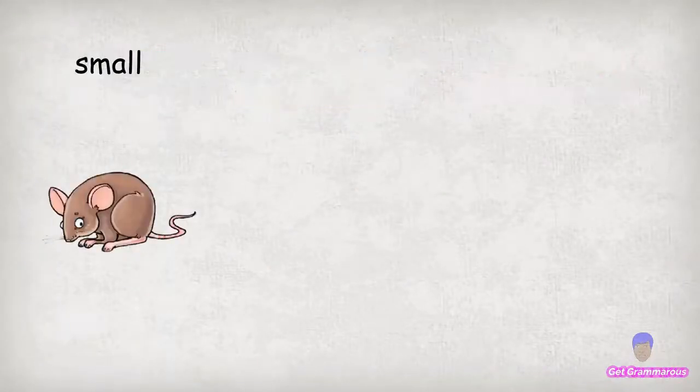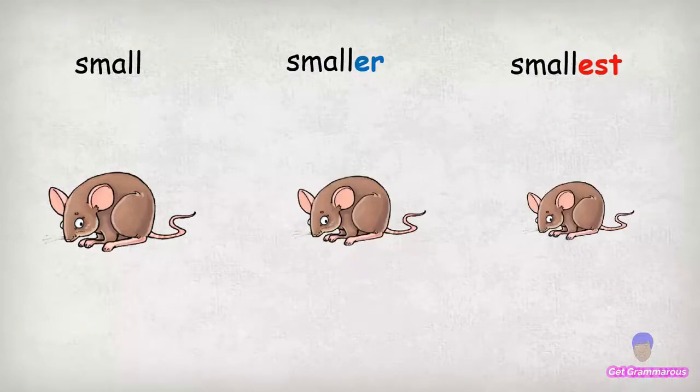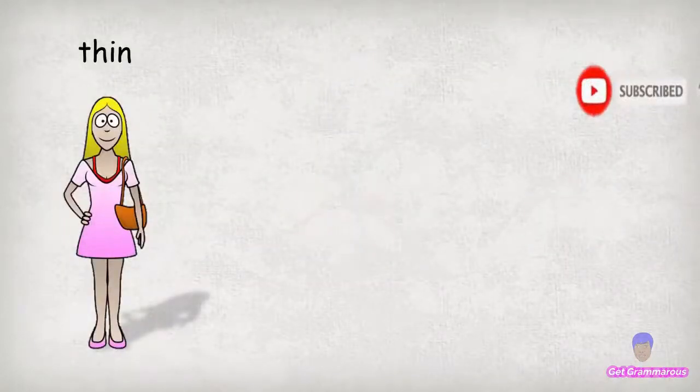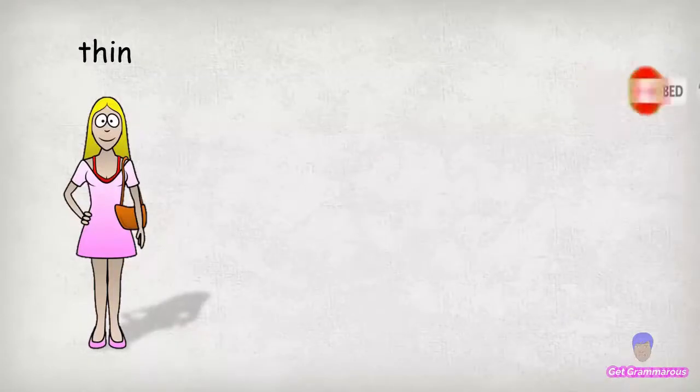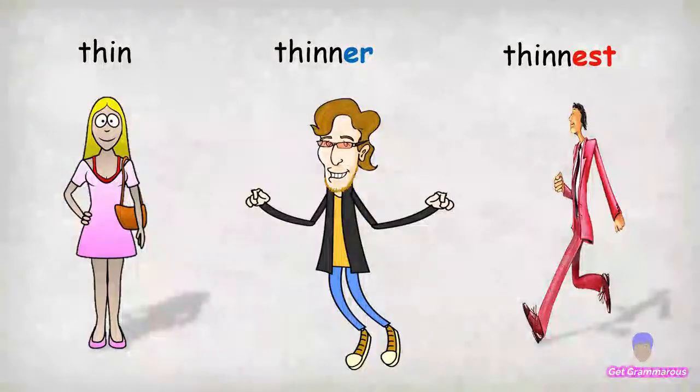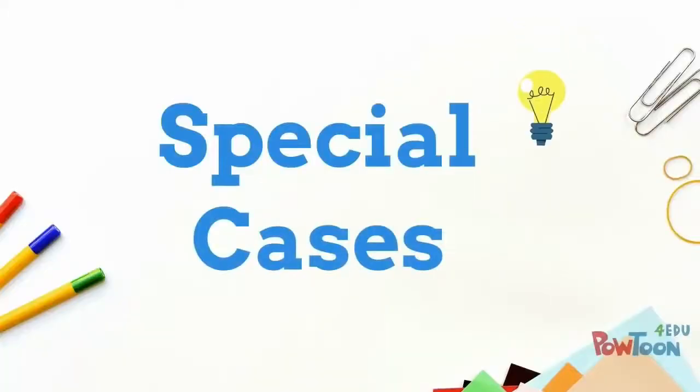For example, small has one syllable. Small, smaller, smallest. Another example. Thin is a one-syllable word. Thin, thinner, thinnest. There are some special cases related to the use of comparative adjectives.